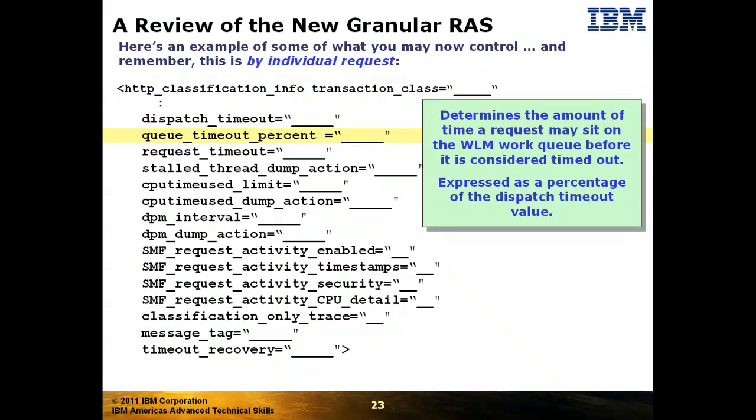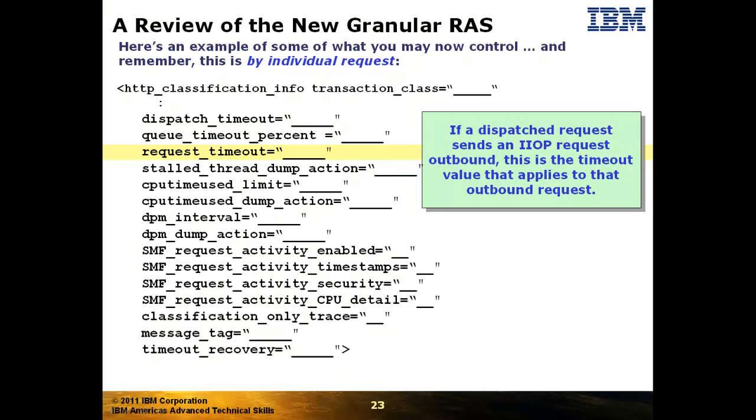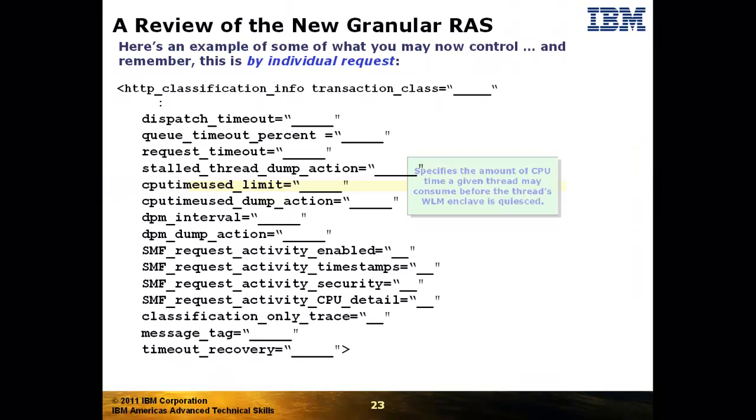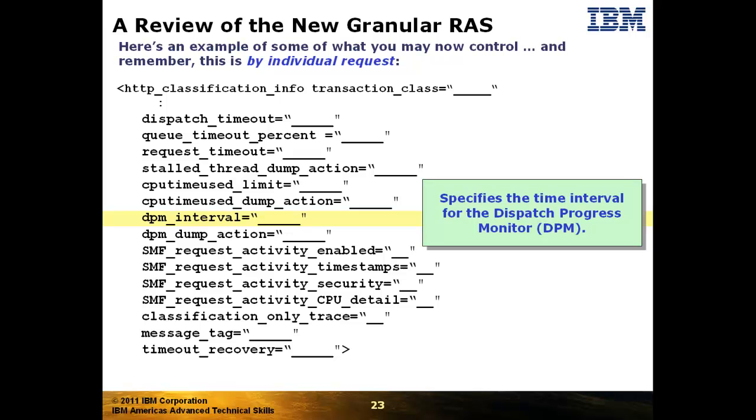Another timeout value is how long a request may wait on the WLM dispatch queue before being dispatched to a servant for execution. Some requests issue their own IIOP requests that go outbound from the server. This timeout value is what's used to determine how long the application waits before that sub-request is considered timed out. The amount of allowed CPU time before the WLM enclave is quiesced is now configurable down to the individual request, as is true of the dispatch progress monitor.